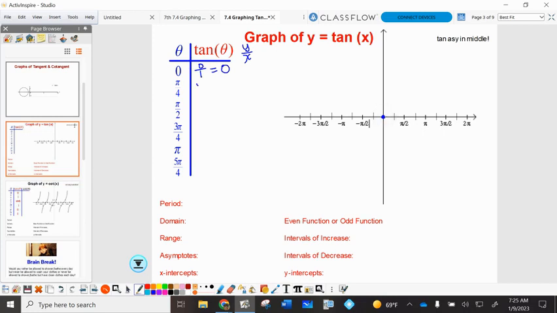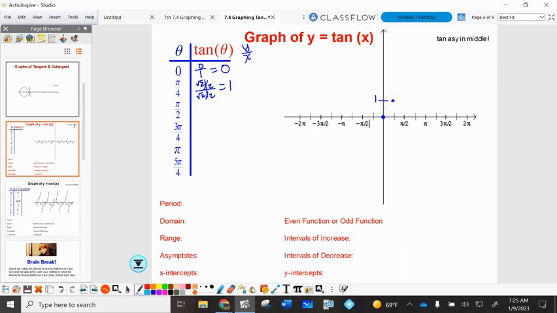At pi over 4, both coordinates are root 2 over 2 and root 2 over 2, and they're both positive. Anything over itself simplifies to 1. So at pi over 4, our tangent value is 1. So I'm going to go ahead and mark 1 on my y-axis.